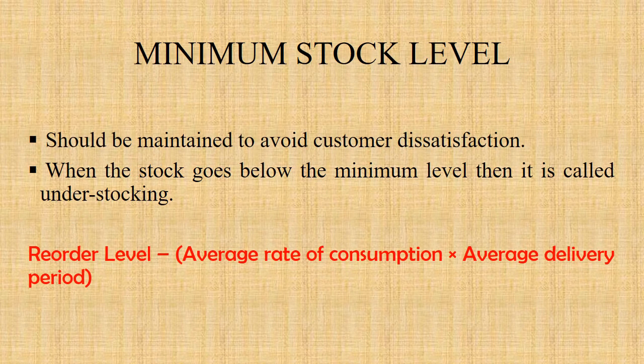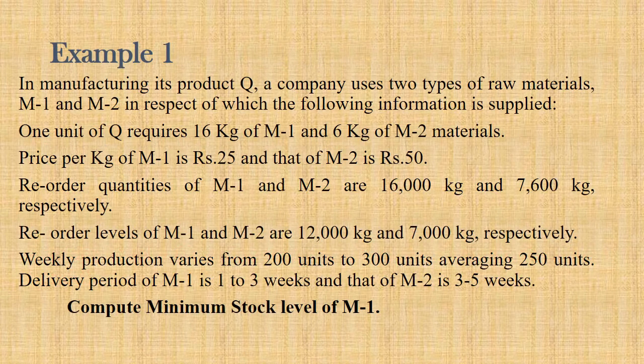Minimum stock level is the minimum requirement of stock below which it becomes understocking. The formula for minimum stock level is reorder level minus average rate of consumption into average delivery period. We will take an example of a minimum stock level problem.